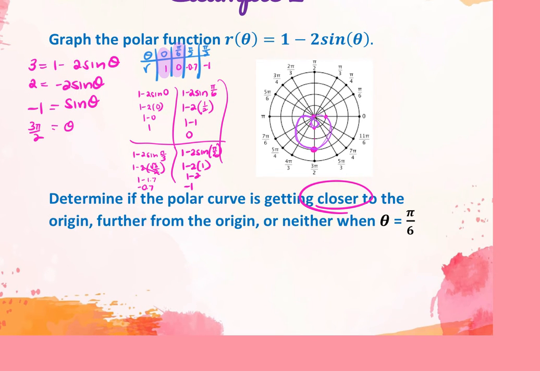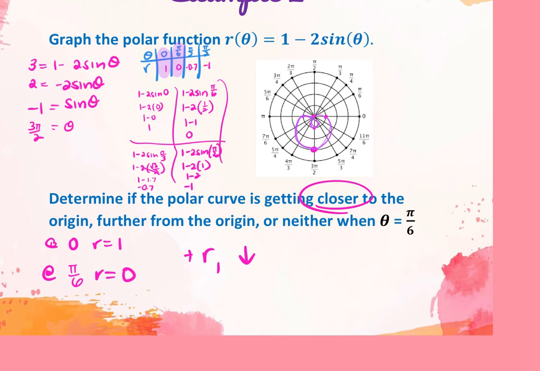So at 0, my r was 1. At pi over 6, my r is 0. These values are positive. 0 could be either, but those values in between would be positive r, and they are decreasing, right? From 1 to 0 would be decreasing. So the distance from those points to the origin is getting closer, or decreasing. Yep.